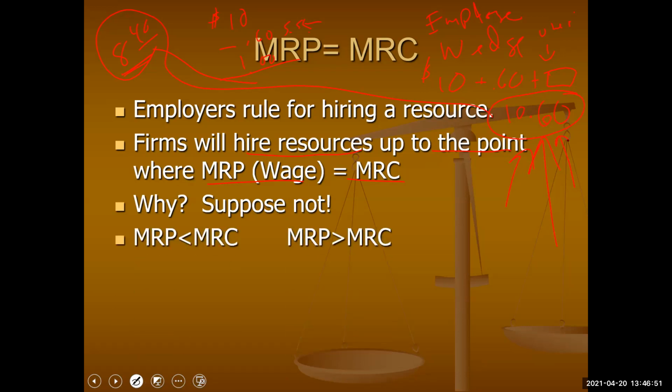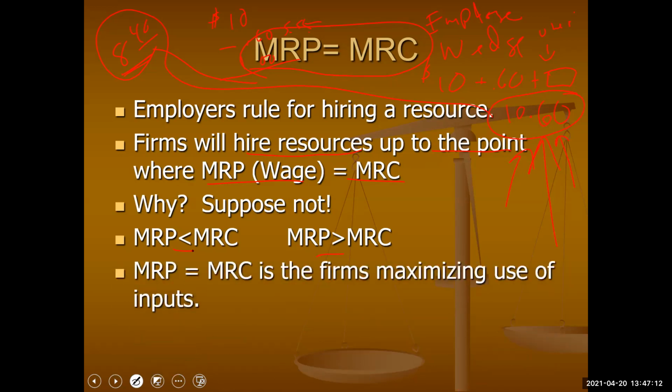Okay. So what happens is we need these two, the marginal revenue product and the marginal resource cost, to be equal. Because if they're not equal, it's going to pay to either lay people off or to hire more workers, up until the point where they're equal. And where the marginal revenue product equals the marginal resource cost, that is the firm's maximizing use of inputs. Okay, that's where you kind of want to be, if you will.